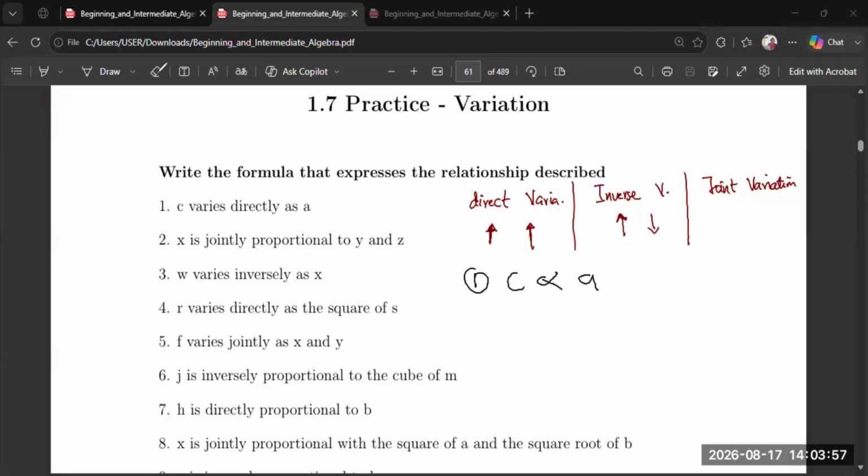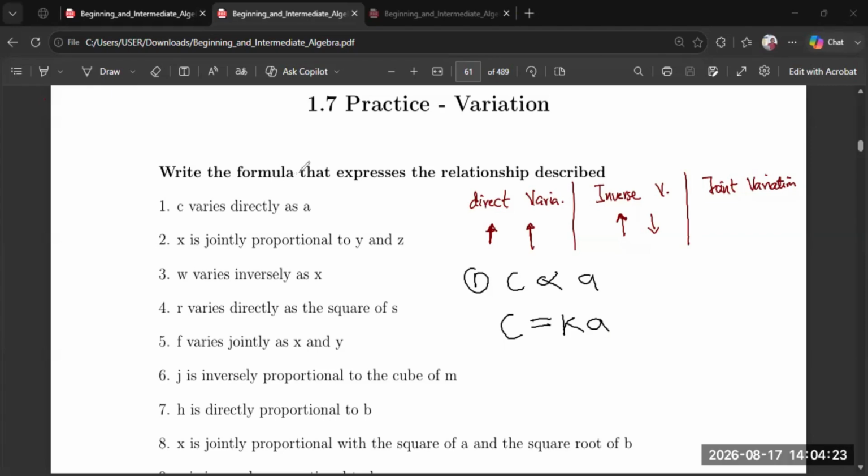So the next thing I want to do is to introduce the constant of proportionality. So I'll say C is equal to the constant multiplied by A. And then this is the formula form. So I've written the formula form. Remember that this practice question is saying, write the formula that expresses the relationship described. So C is equal to KA. So this is the equation.